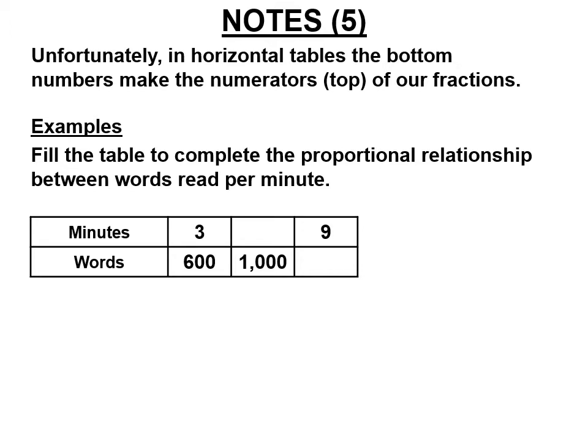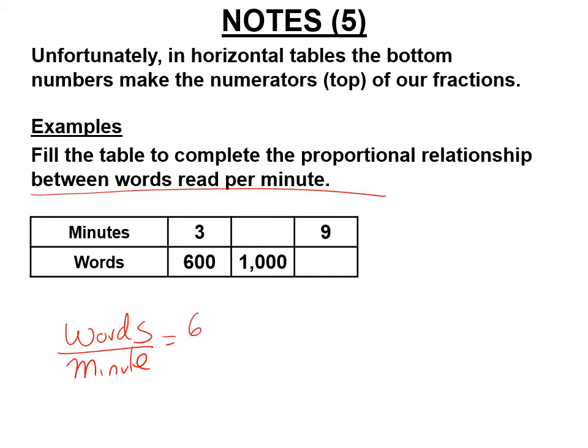Okay, now this is called a horizontal table. So in the other tables, the top was on the right. Unfortunately, the top is on the bottom of these tables. So it says fill in the table to complete the proportional relationship between words read per minute. Words per minute, right? We want to know how many words you can read in a minute. That's the rate we want. We're not asking how many minutes it takes you to read one word, okay? That would be weird. It would come out as some fraction of a minute.